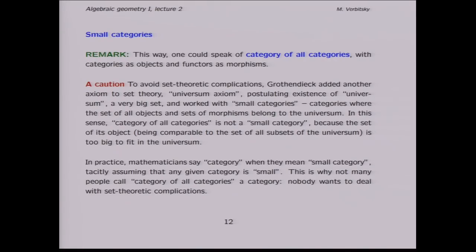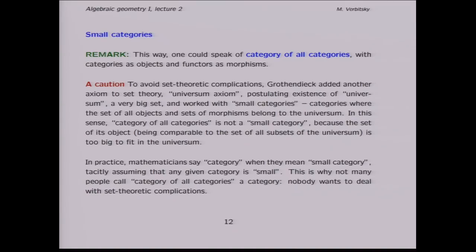You have to deal with different axioms, and category theory was invented in part by Grothendieck, who added to set theory another axiom, called the universe axiom. It says that you have a very big set, so big that you cannot reach it by all natural operations. It's what is called an unreachable cardinal. Then a small category is a category where all objects and morphisms are elements of this universe, and a big category is a category without this restriction. For instance, the category of all small categories has this property, and the category of all categories is not small because the set of all small sets is not small.